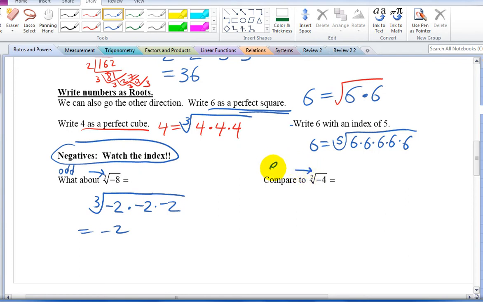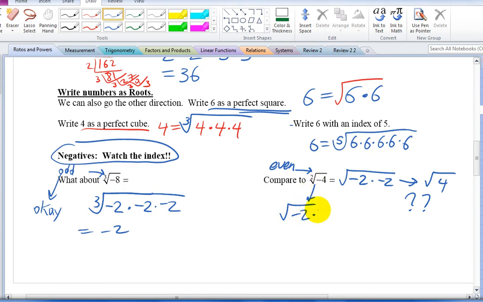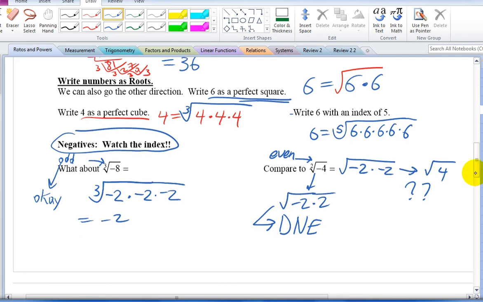So here we have an even index. If it's odd, it's okay, but even. What does that equal? Square root of what? Some people are thinking, oh, it's negative 2 times negative 2. No, because what does that equal? Yeah, positive 4. Yeah, so guess what? Negative 2 times 2, you know what the answer for that is? No way. This does not exist. DNE.